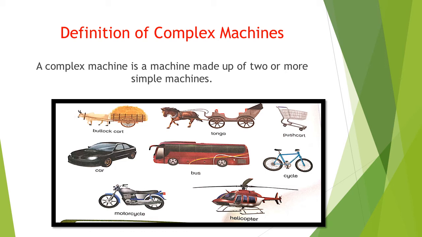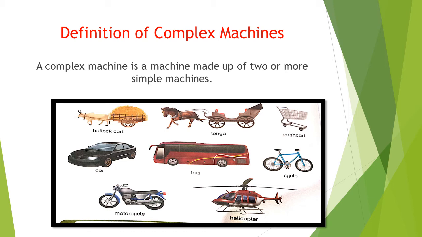There you can see some examples in the image. Look at these different kinds of transport. Humans used to rely on the force applied by humans and animals to help them move from one place to another. These are called transport. But these transports are created with the help of simple machines.